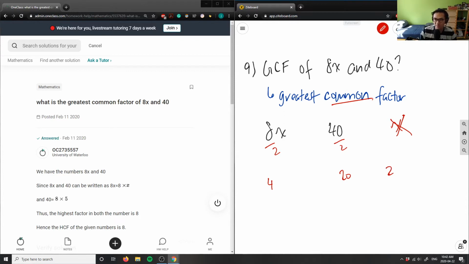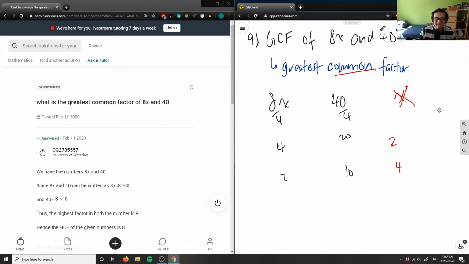So let me just list these common factors out first. 2 divides evenly into 8 and into 40, that's good. Afterwards, is there another number? Remember, they're both even, so let me try more even numbers. 8 divided by 4 is 2, and 40 divided by 4 is 10, right? Which means 4 is also a common factor. That's good.